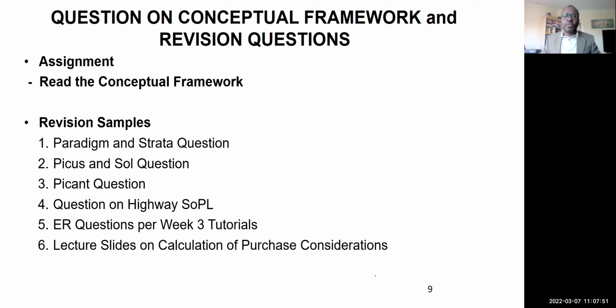If you think that's a lot of work for you, our tutorial questions, revise these ones. Paradigm and Straighter question. Look at it. Practice it. The question on PICOS and SOL. The question on Piquant. Okay. The question on Highway. Okay. And then there's a question on ER. Okay. All of this will give you a fair view.